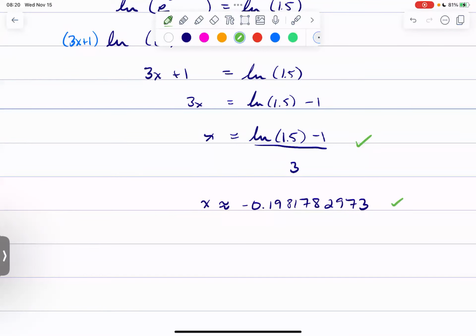Or here. They're both correct. I do want to see the exact form before the approximation, right? And so either way, you have to go to here. And then you're allowed to go here if you prefer.